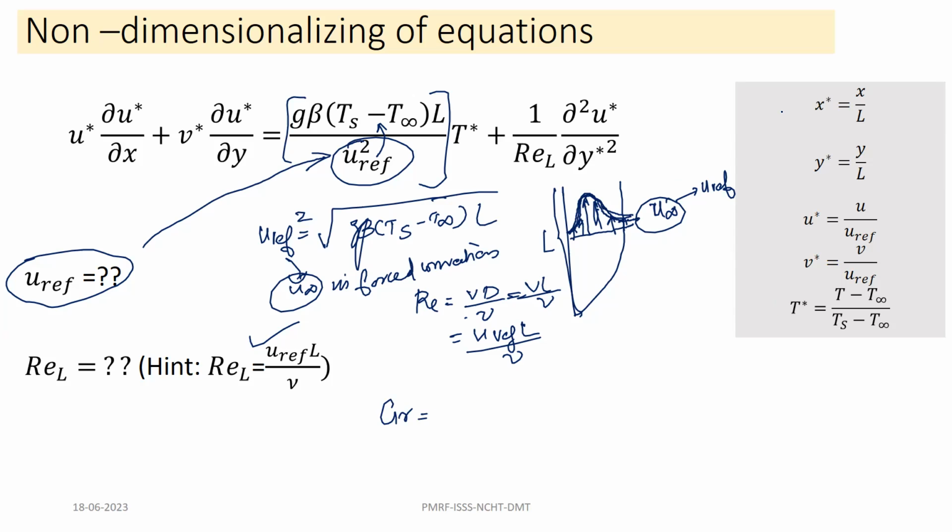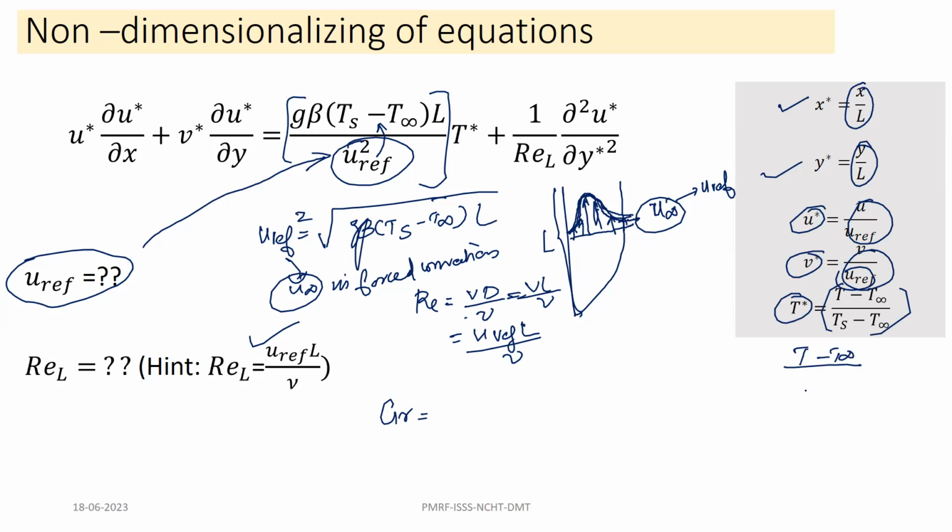See the non-dimensional steps that are being used. X bar we have replaced by X by L. Y bar, Y by L. U bar is U by U reference. And V star is V by U reference. Then T star, that is having a slight deviation, T minus T infinity by Ts minus T infinity. A similar kind of approach you might have seen, this T minus T infinity by Ts minus T infinity.